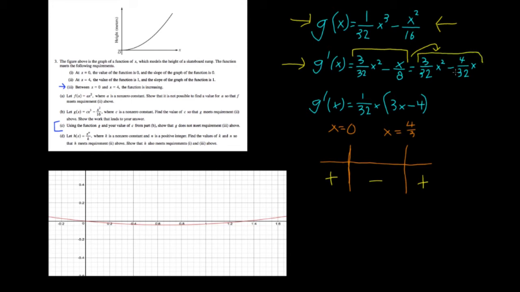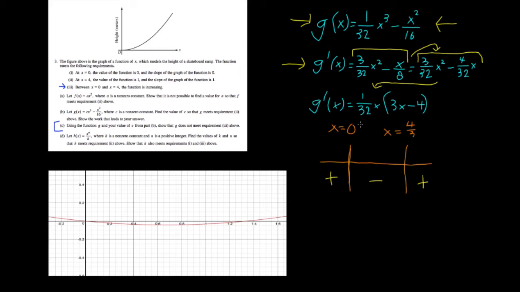This section gets us ready for our next stage, because what we want to do is factor out an x. So 3 over 32 times x squared minus 4 over 32x. We can turn this into 1 over 32x times 3x minus 4. And the reason we put it into this form is because we want to find the zeros so we can do the first derivative test to figure out where the slope is increasing and decreasing.